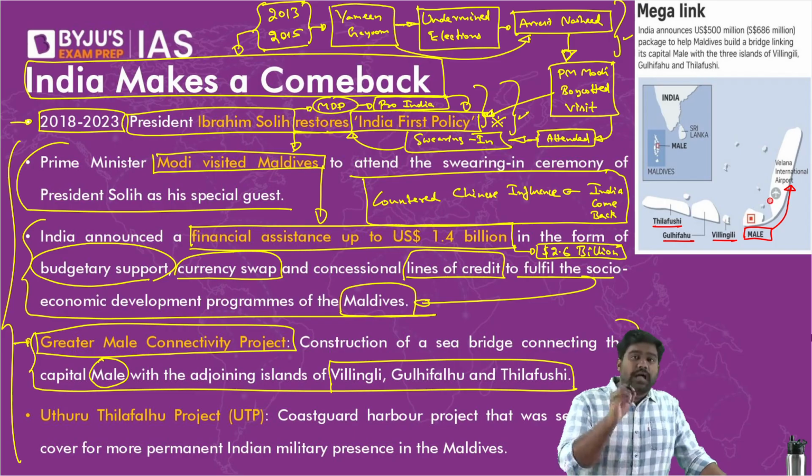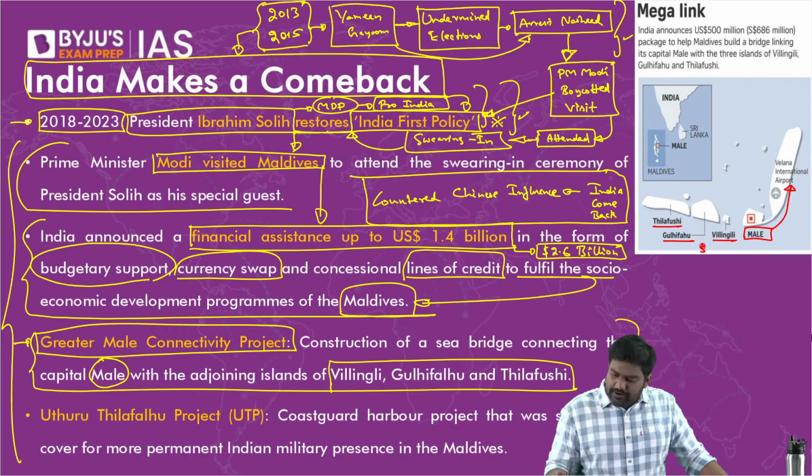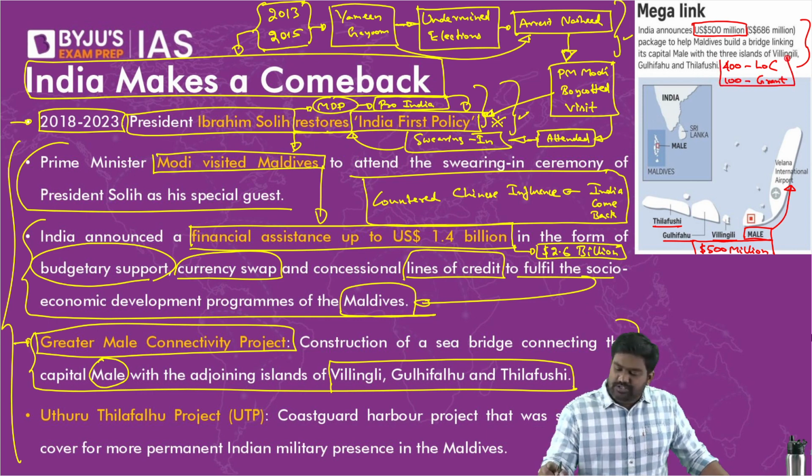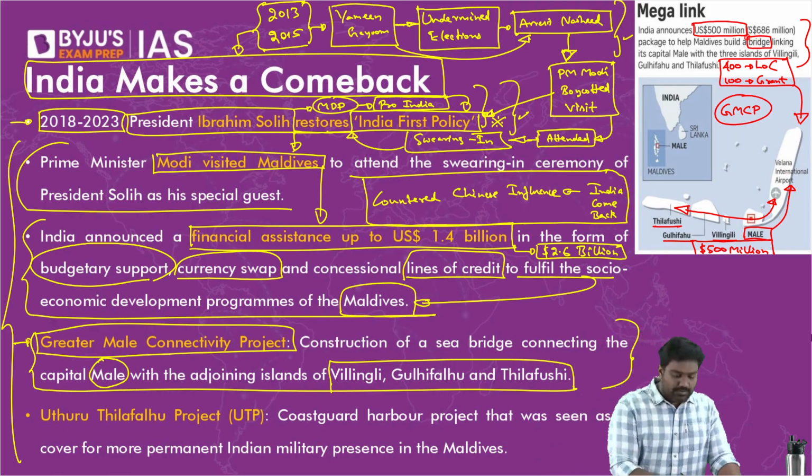So now India has taken up an ambitious project amounting to $500 million. A project worth $500 million is being funded by India. 400 million is a loan, a line of credit. 100 million is a grant. It's like a donation. Through this project, the Greater Malé Connectivity Project, a sea-based bridge is being built by Indian companies to interconnect these islands. So this massive project was taken up in 2020.